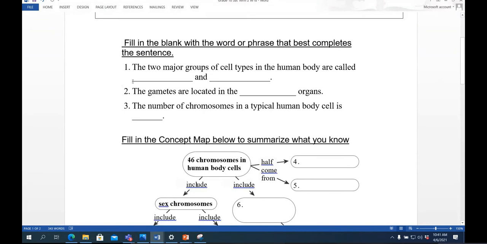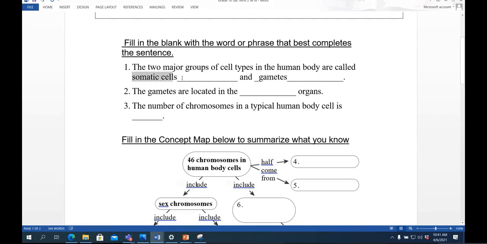Who's going to answer question 1? Lean, go ahead. The two major groups of cell types in the human body are somatic cells and germ cells. Perfect. Right answer. Thank you. They are the somatic cells, otherwise known as body cells. You can also write gametes or the sex cells.